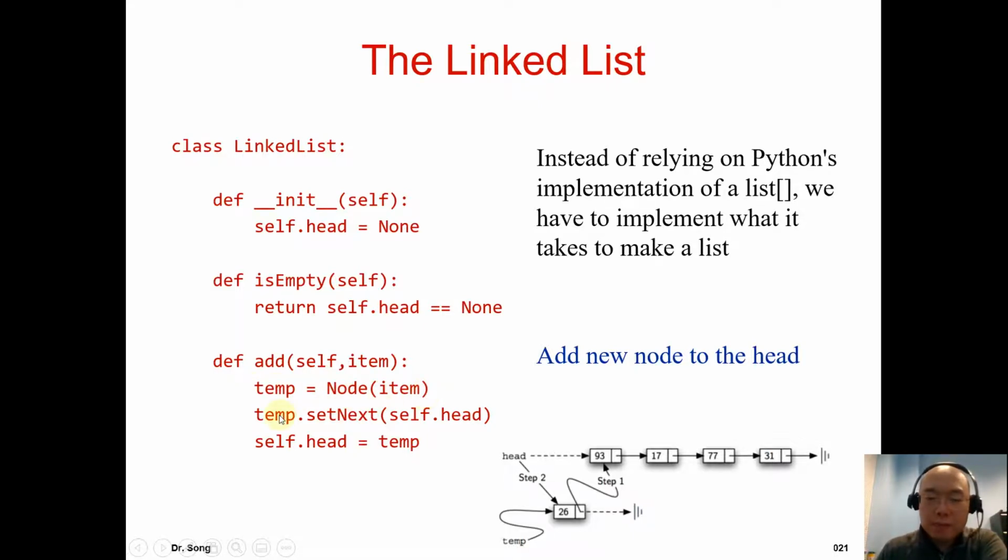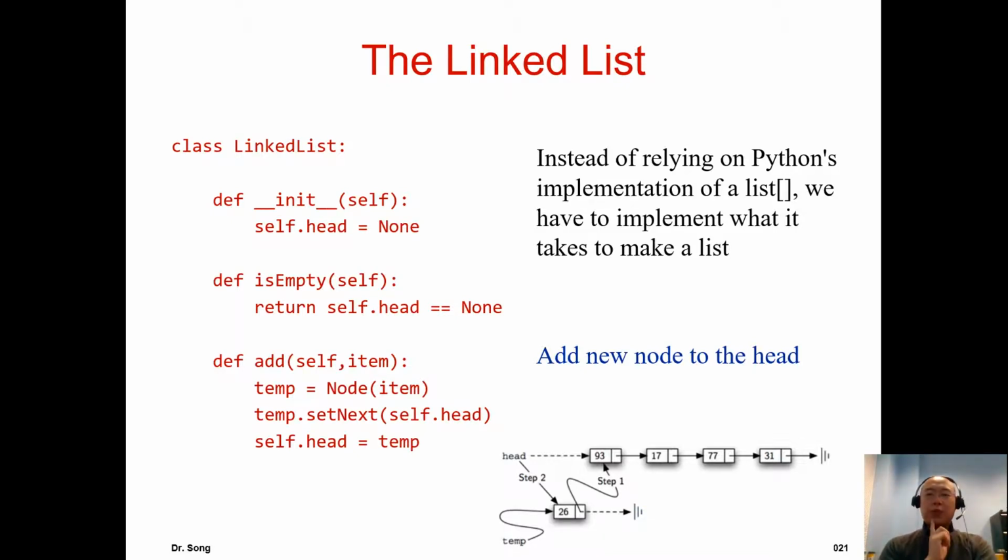What's next? We set temp's next to the former head. And what is the former head? The former head is 93, right? So now we have 26 pointing to 93. And how about the head? So self.head equals temp. So the new head of this linked list points to 26.